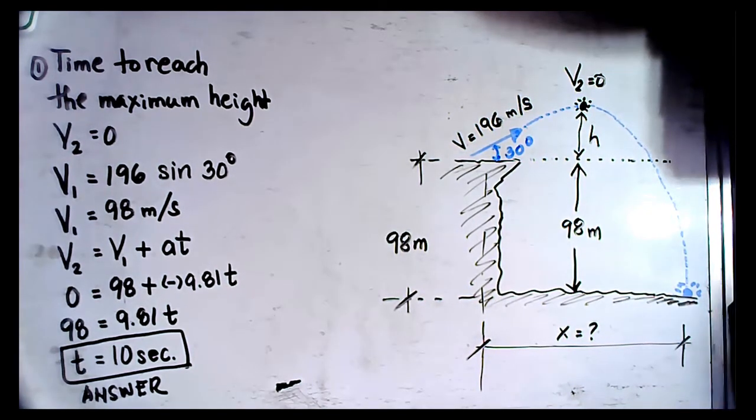Again, take note that at maximum height, the velocity will be equal to 0. So we equated the final velocity, which is the initial velocity plus a times t, with 0.